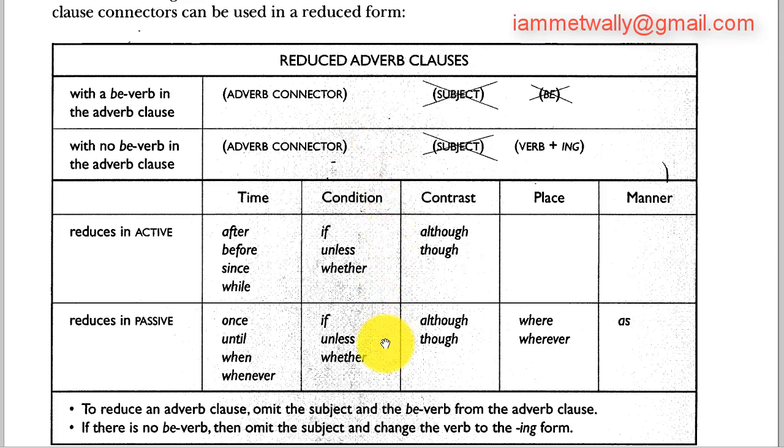This is something you will get used to, but the most important part is memorizing the time clauses that can be reduced in active and in passive, because most of the rest are already the same in active and passive. They can be reduced, except of place, of course. Place is reduced only in the case of passive.